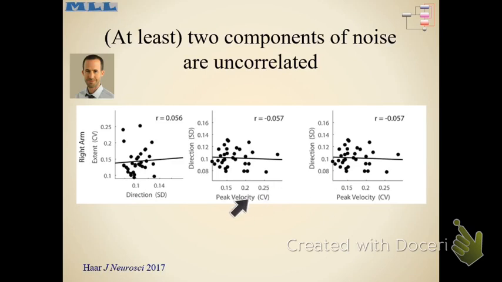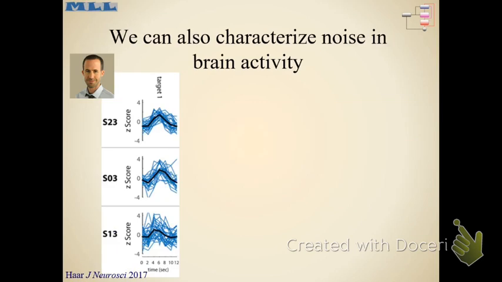So missing here is where you see that there's a complete correlation between how noisy you are in peak velocity and how noisy you are in extent, because those are both measuring essentially the same component of the movement, right? How fast you go and how far you go, that's the same thing in some sense. And so those two are correlated across people, whereas how fast you go and how accurate you are and where you're going, those are not correlated across people, right? So different components of the movement.